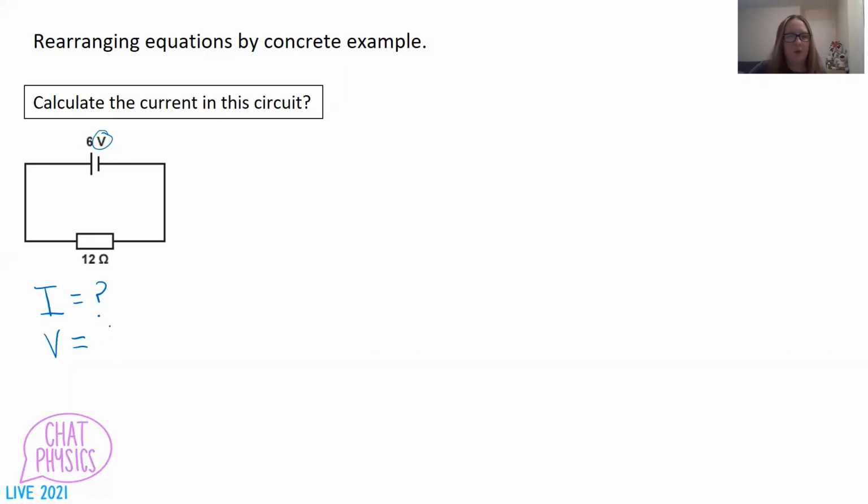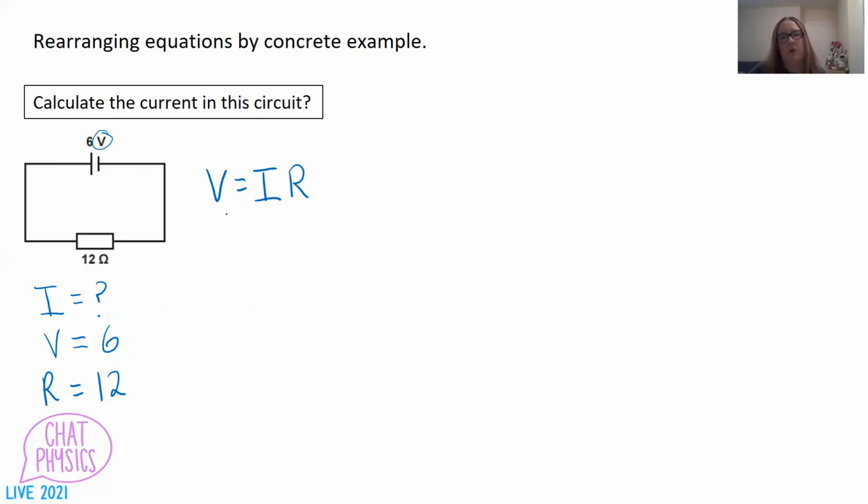So we know that the voltage is 6. Am I happy with those units? Yes. So I'm not going to write them here. And down here we have 12 ohms, so that must be the resistance. So the resistance equals 12. Am I happy with the resistance being in ohms? Yep, so I'm not going to write that down either. Now, hopefully, somewhere in our memory, we can remember that V equals IR.